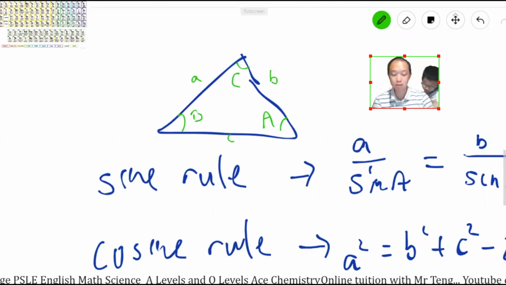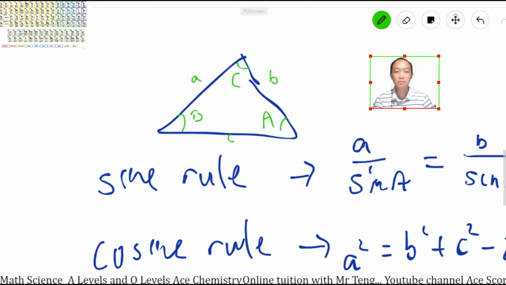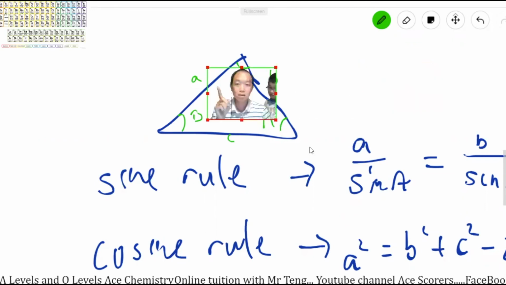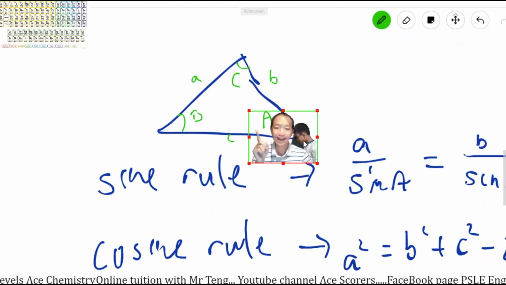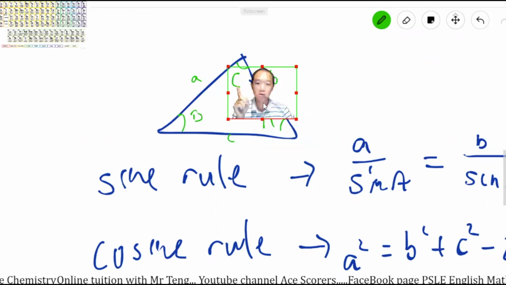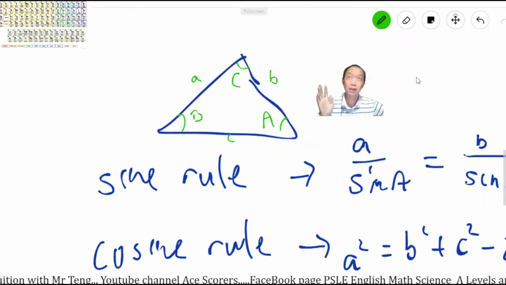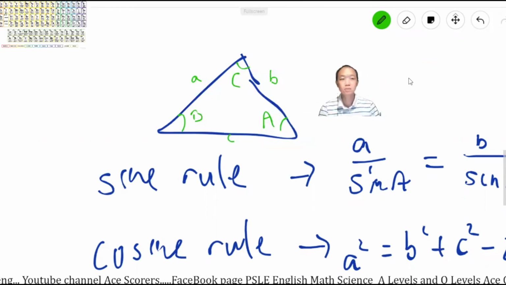Are they all lengths? No. One more time. Small letters are the lengths. Capital letters are the angles. See the difference? Small letters are the lengths. Capital letters are the angles. Okay, so what does this mean?